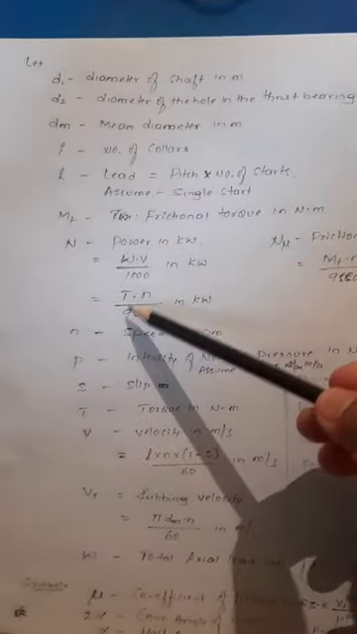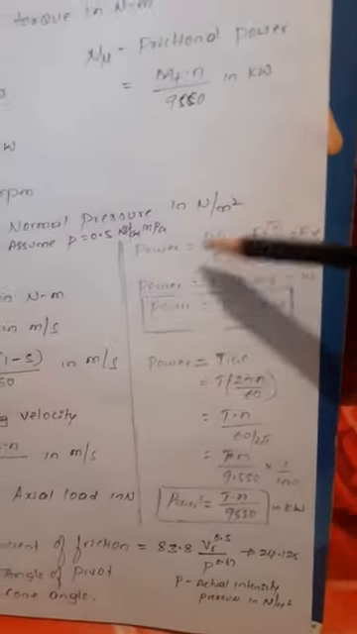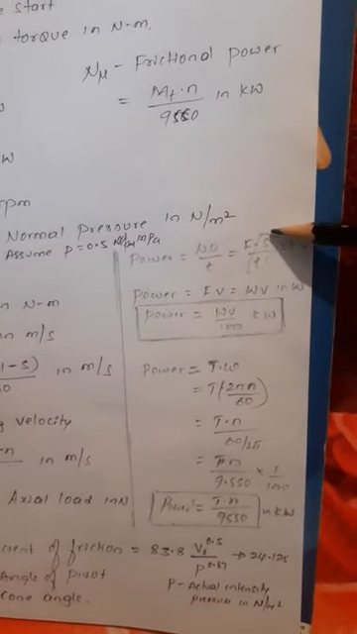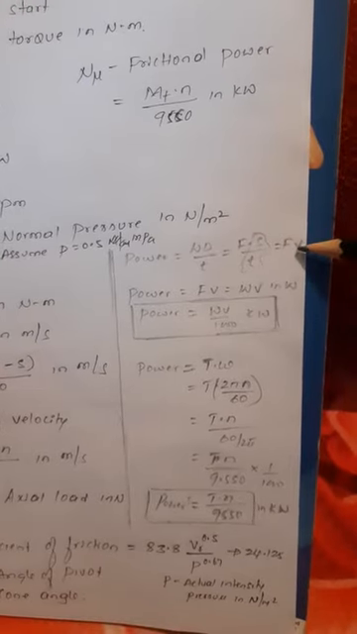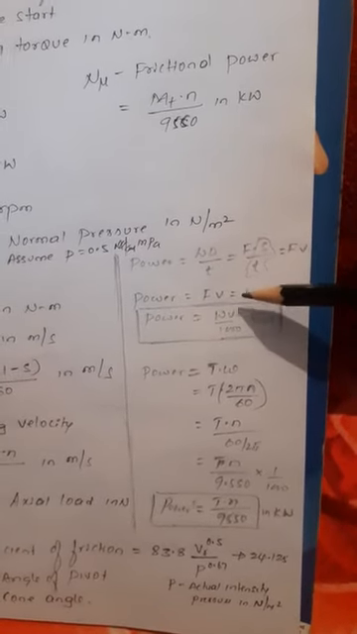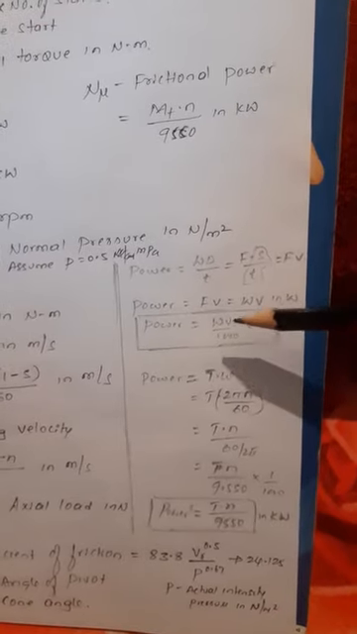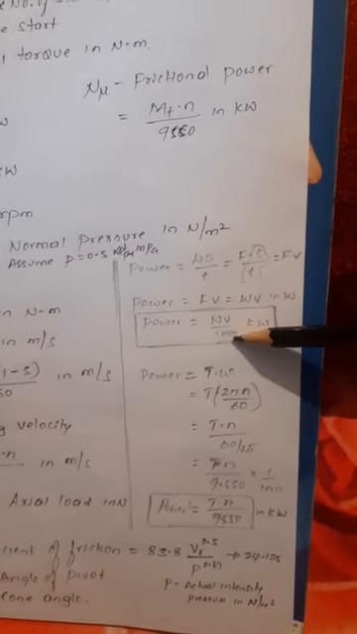Now how do you get this power formula? If you want to be familiar with the basic formulas, power is equal to work done by time. What is work done? Force into distance, divided by time. The distance by time is nothing but velocity. Force into velocity, or load into velocity, gives power in watt, or in kilowatt you just divide by 1000.